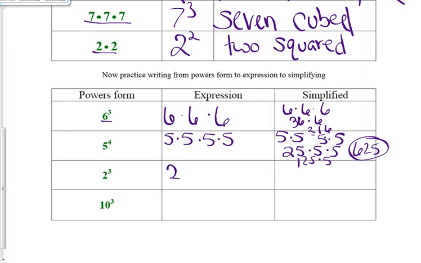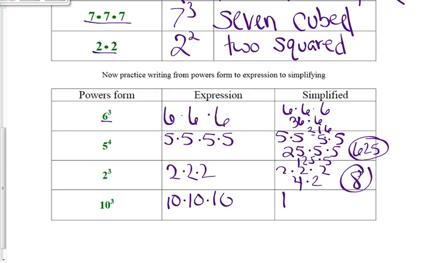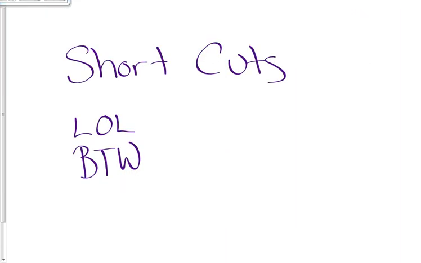Next one, we have 2 times 2 times 2, and we get 8 as our answer. And finally, this is going to be 10 written out 3 times. And we have 10 times 10 times 10. So 10 times 10 is 100. 100 times 10 is 1,000. And that's that simplified.